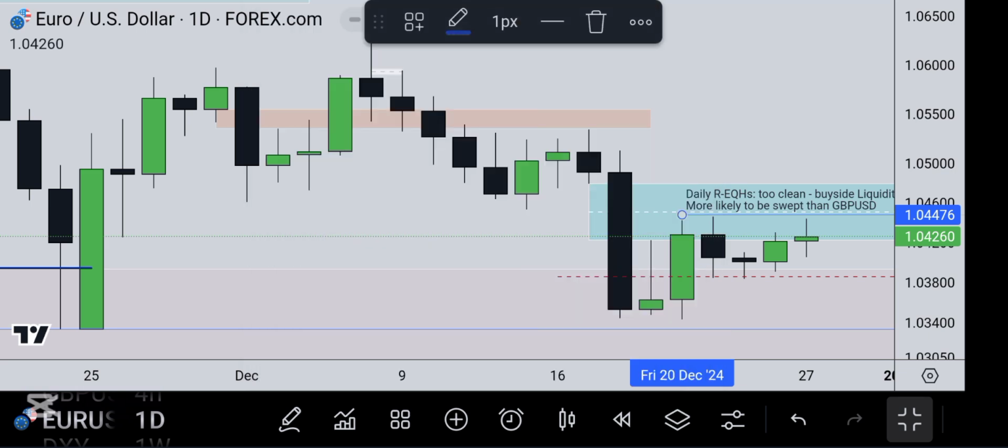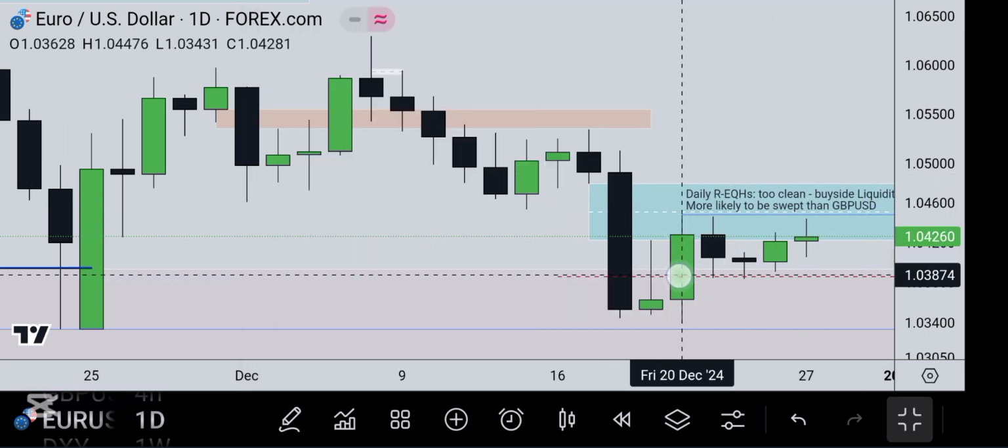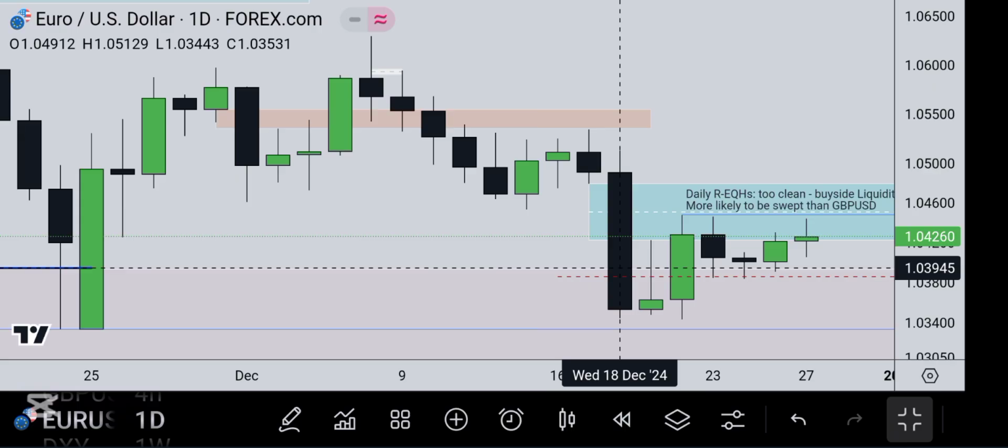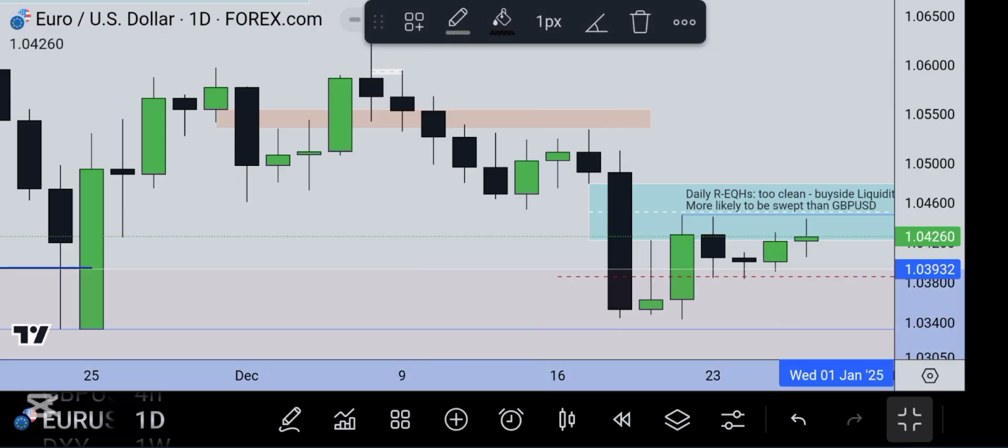1.04476. That's a relatively equal high. It's too clean and it's more likely to be swept compared to the British pound. Yes, I'll be doing the British pound. So if you trade the British pound, I'll talk about that.